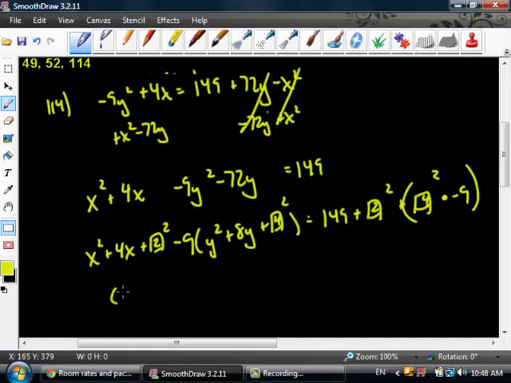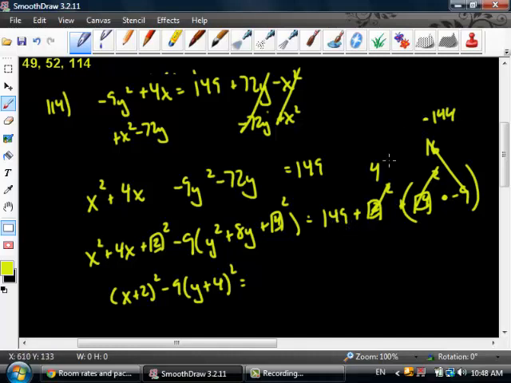So I'm going to consolidate these. This is (x + 2)² − 9(y + 4)² = 149 + 4 − 144. This is 4, this is 16. 16 times 9 is 144, and that's negative. So 149 minus 144 is 5, plus 4 is 9.